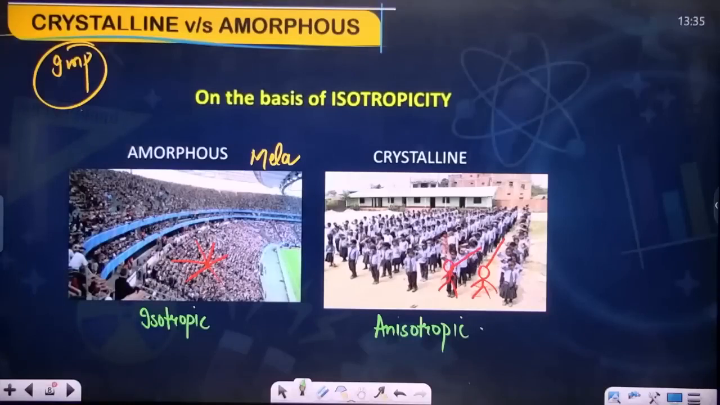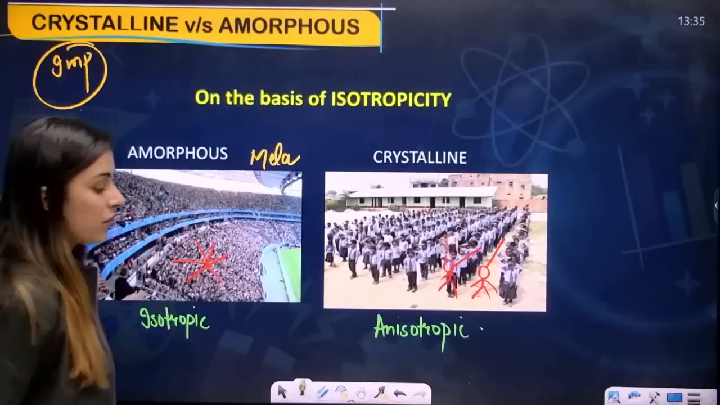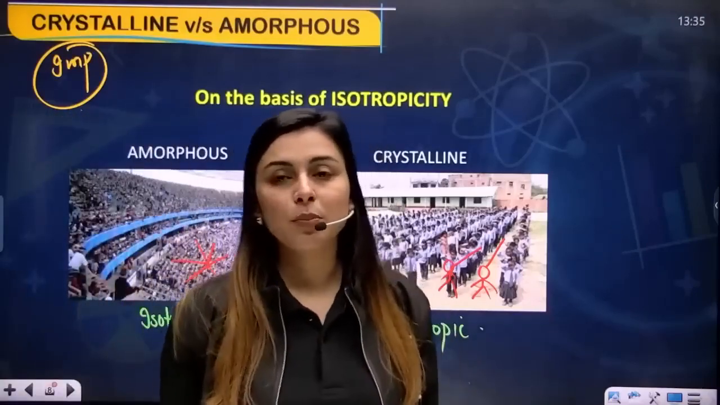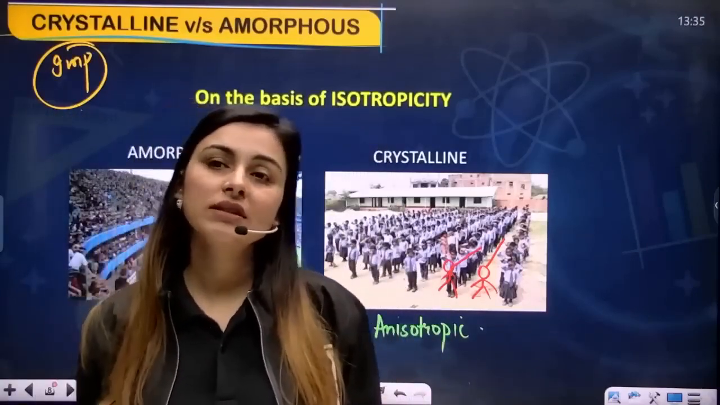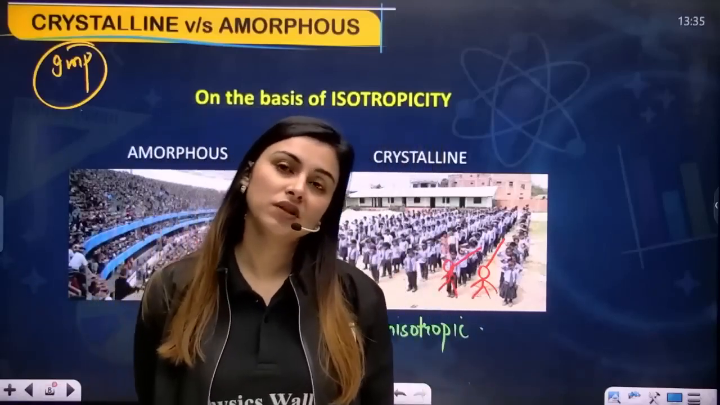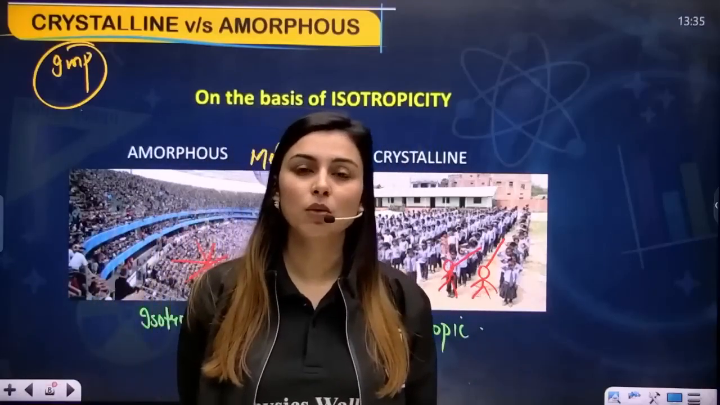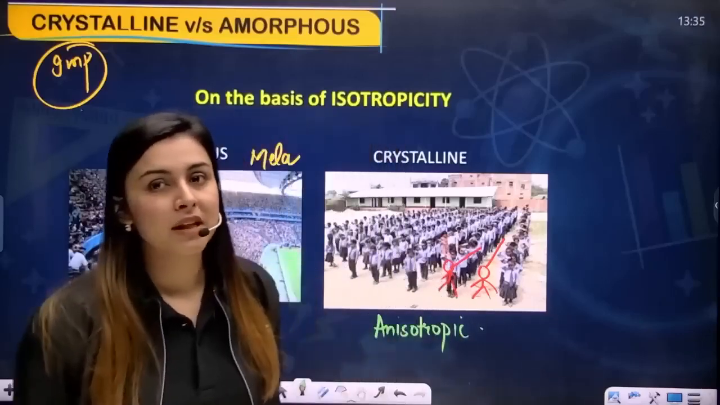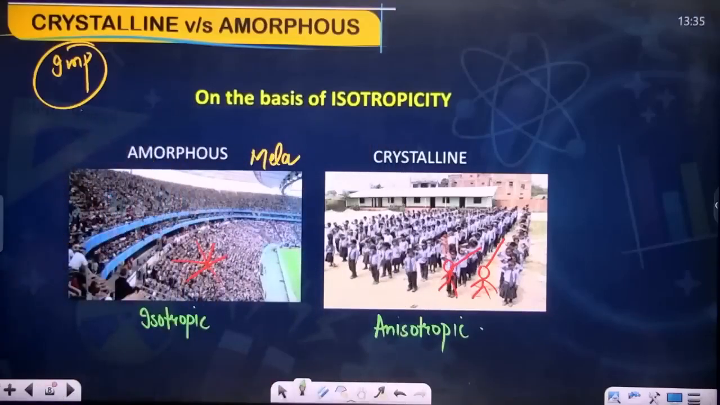Okay, amorphous solids are isotropic in nature. The value of various properties is the same, since the atmosphere is the same in all directions, but for an ordered arrangement, the atmosphere is different, and that is the reason values come out to be different. Okay, yes, I hope you're clear with this. Write it down and then we'll move forward.